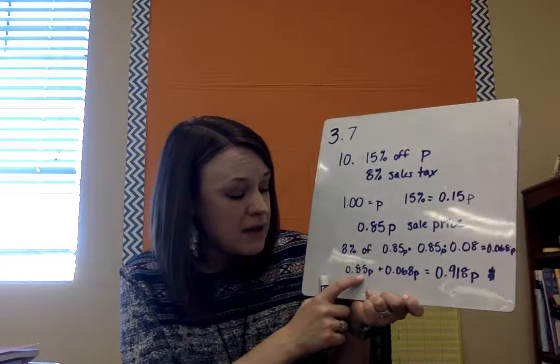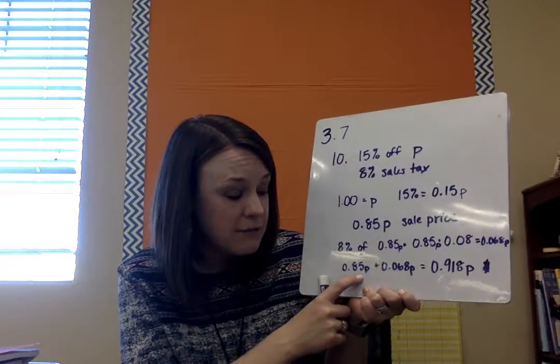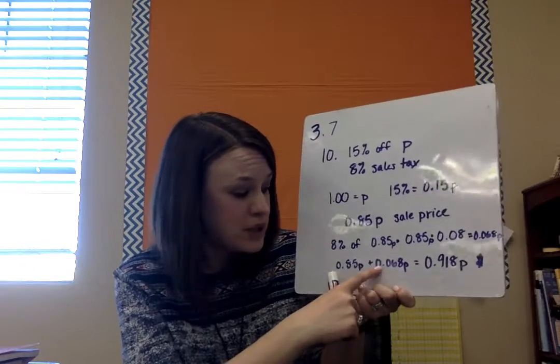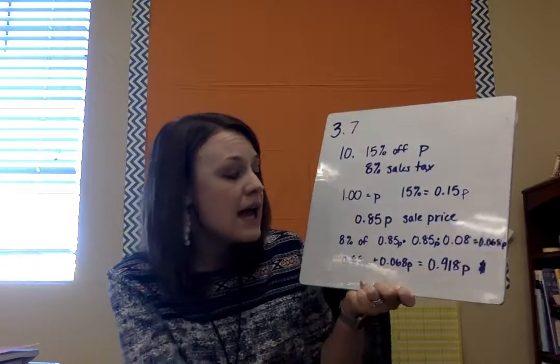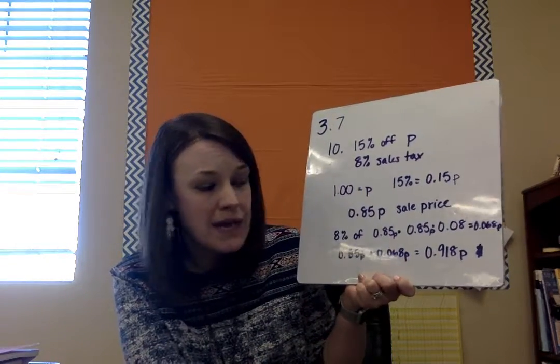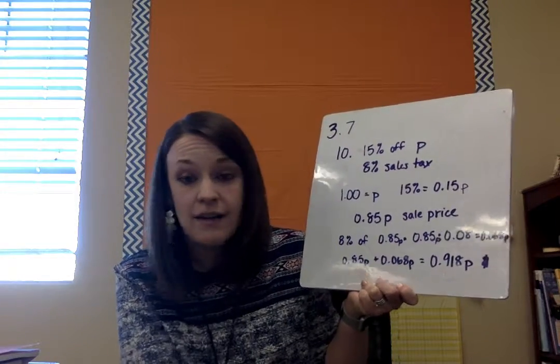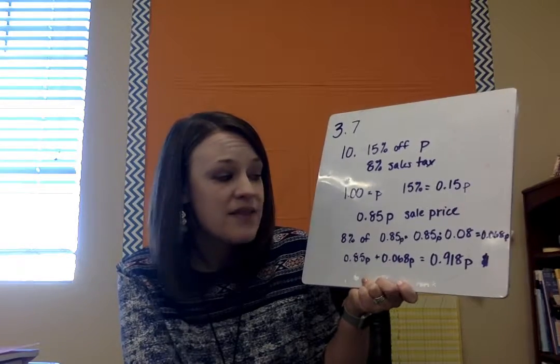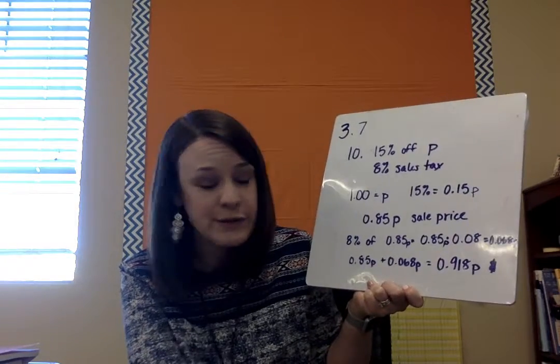I then have to combine the sale price, which is 0.85 P, with the sales tax price, which is 0.068 P, and I get 0.918 P dollars. So his final out the door price would be 918 thousandths P dollars. Again, with all of these in 3.7, make sure that you are taking your time working out what the different steps are and how you can get from point A to point C. Just don't forget to stop along the way at point B.